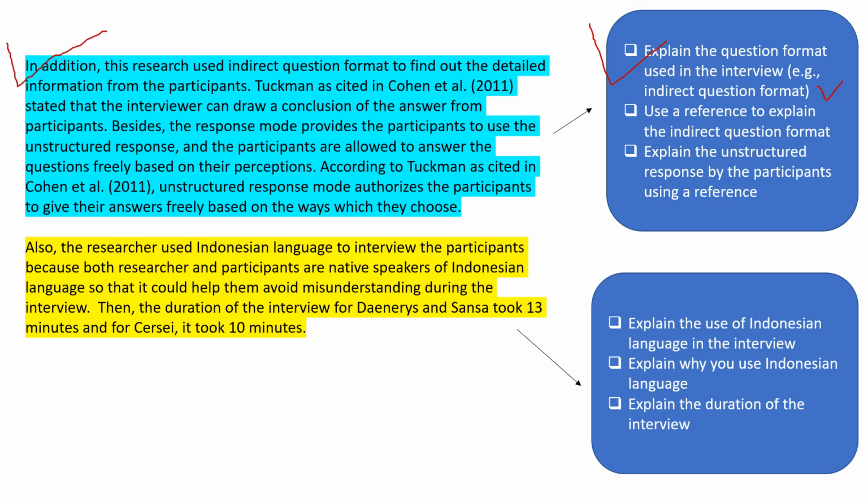In addition, the research used indirect question format to find out the detailed information from the participants. Oke, jadi untuk mendapatkan detailed information from the participant. Tuckman, as cited in Cohen et al., stated that interview can draw a conclusion of the answer from the participants.